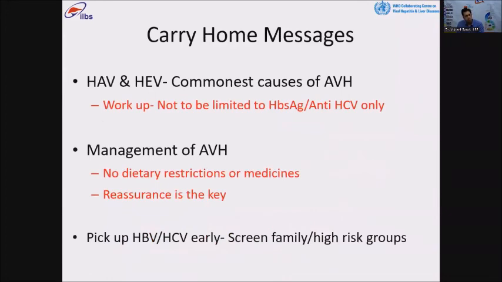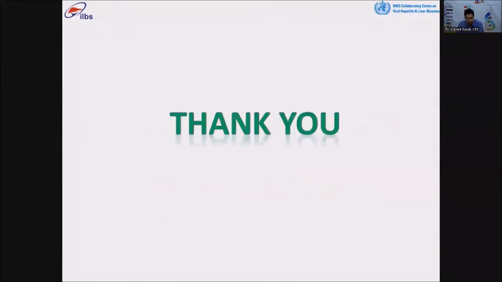For acute viral hepatitis, there is no need of any treatment, no dietary restrictions, no medicines. Reassurance is the key. You have to screen family members and high risk groups, and they should always get themselves tested for hepatitis B and hepatitis C at least.